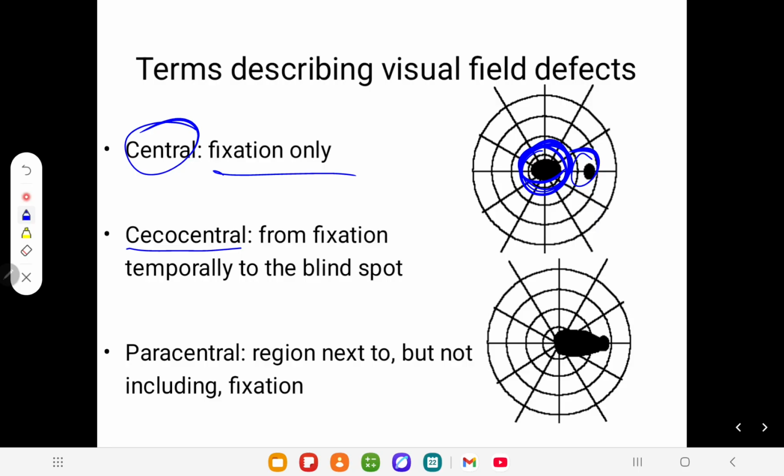Cecocentral, this is a very important term. It's actually a visual field defect from fixation temporally to the blind spot. So basically, cecocentral means the central area and the blind spot are connected, and it's called cecocentral.